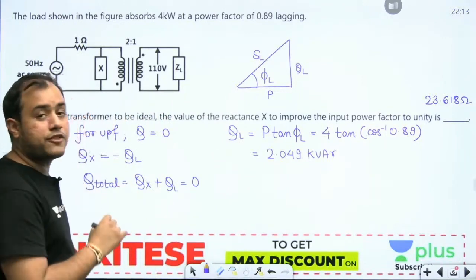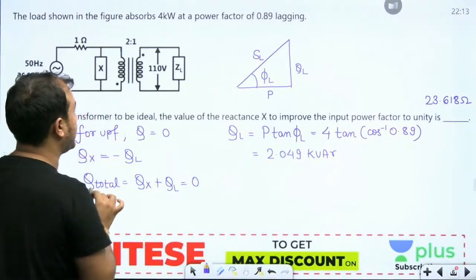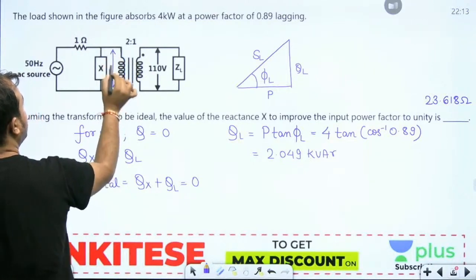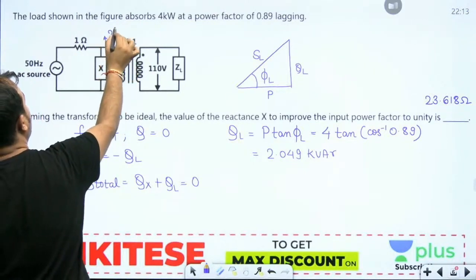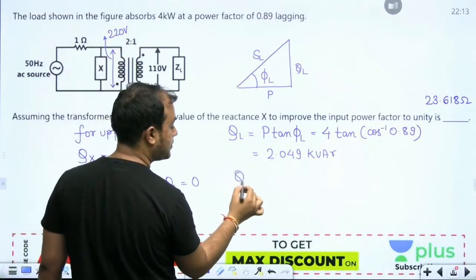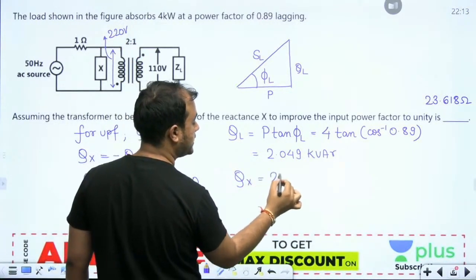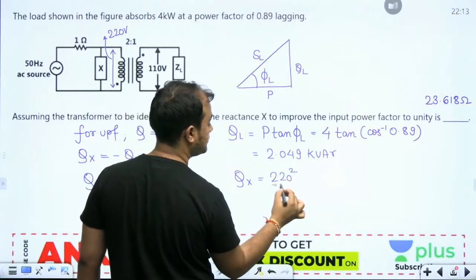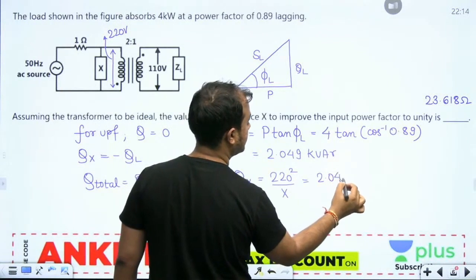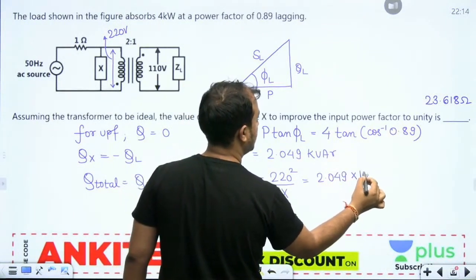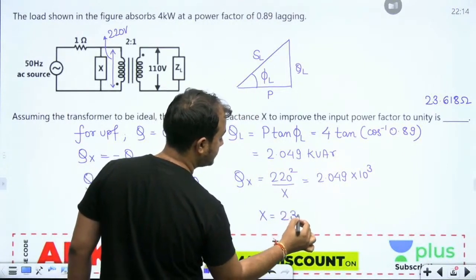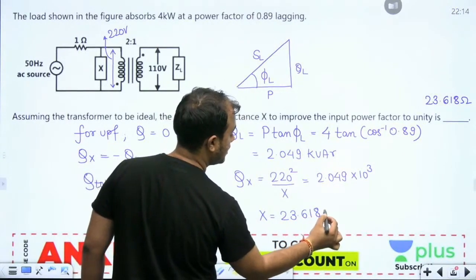The same reactive power this reactance has to supply. Now if the voltage here is 110 volt, the voltage here will be 220 volt. So what is the reactive power of X? It is 220 square by X, and it should be same as this. From here you can easily calculate X, very easy.